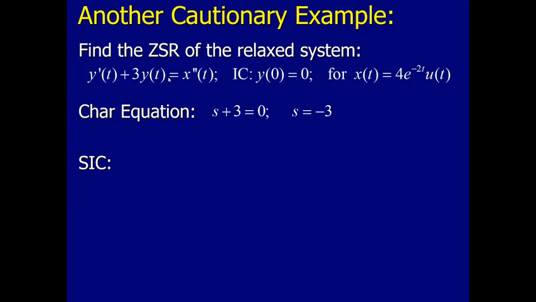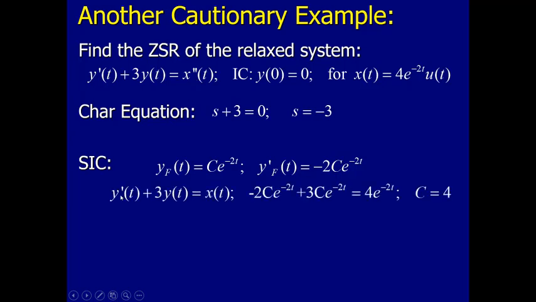First we find the single input case of the system, which would be working with a differential equation y prime of t plus 3y of t equals just x of t, not its derivatives. For that we want to find the forced response. The forced response for an input of the form e to the minus 2t is an unknown coefficient times e to the minus 2t. Its first derivative would be minus 2c e to the minus 2t. We plug those into the single input case differential equation, which would be y forced response first derivative plus 3 times the forced response equals the actual input x of t.